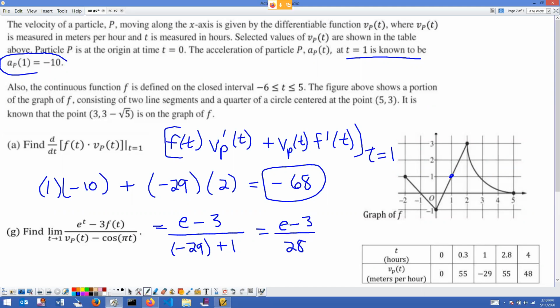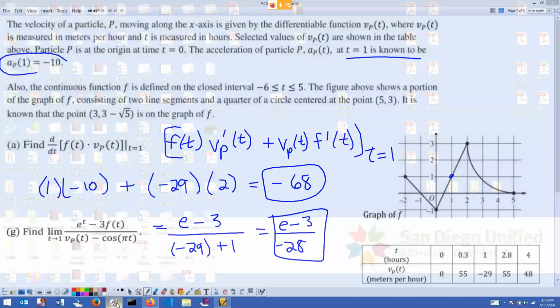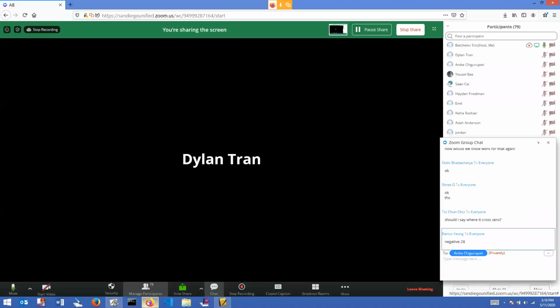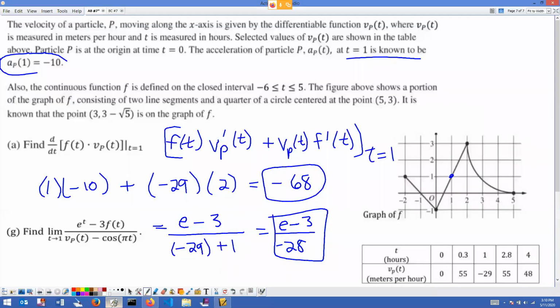And that's that. Any issues with that part? Oh, thank you, negative 28. I can add positives and negatives. Exactly. Don't simplify it, right, Achuth? Just leave it as an unsimplified numeric answer. All right, that's it. You'll get a 5, hopefully.